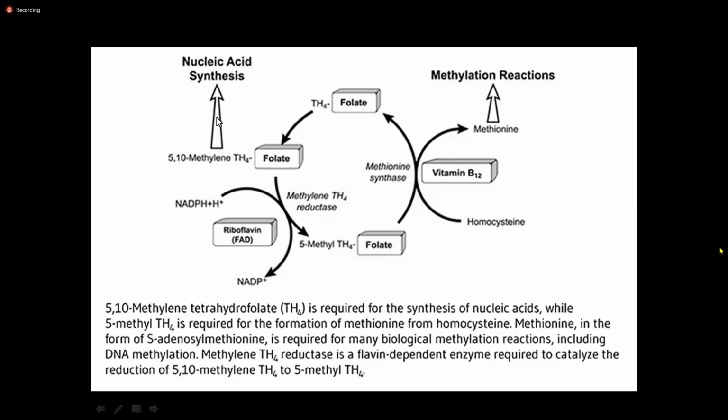So this is the regeneration process of the active tetrahydrofolate. When this reaction is impaired, regeneration of tetrahydrofolate will be impaired. If there is no vitamin B12, tetrahydrofolate will be trapped, and this trapped tetrahydrofolate cannot produce nucleic acid. So this is a symbiotic reaction. There is a close relation between vitamin B12 and folic acid.